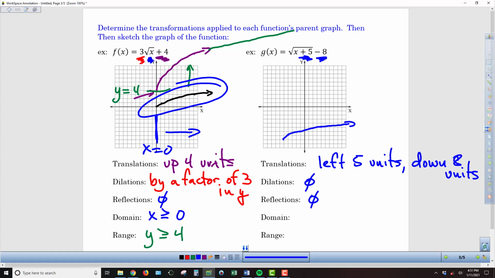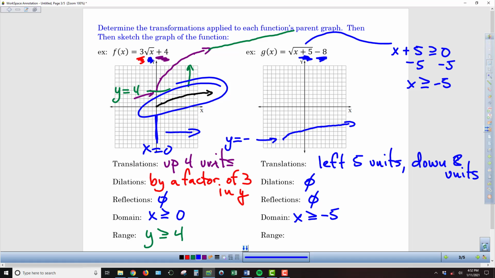For the domain, again, we could just look at the graph and identify what x values it includes, or we can take the part that's underneath the square root symbol and set it greater than or equal to 0 and come up with the domain that way. So if I subtract 5 from both sides, we get x is greater than or equal to -5. So there's our domain. And then for the range, we're just going to need to figure that out by looking at the graph. So the lowest y value that the graph hits is -8. The graph only goes up from there. So that means our range is going to be y is greater than or equal to -8.